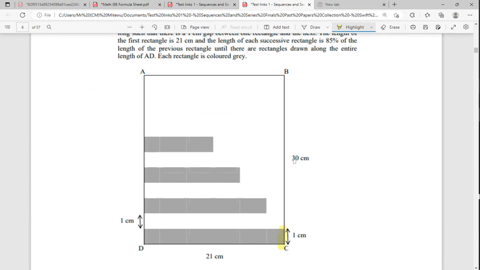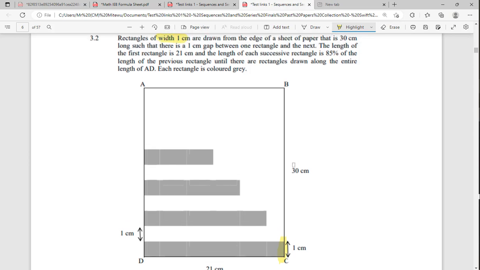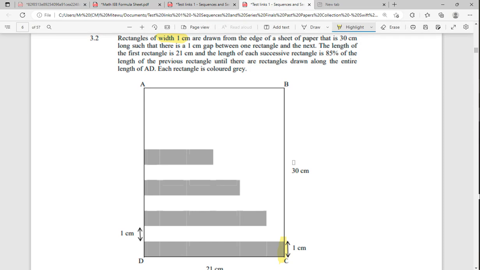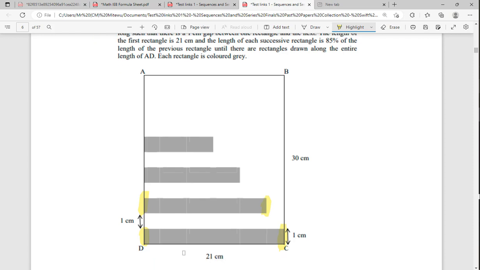You can see they are 1 centimeter wide, and they're drawn from the edge of a sheet of paper that is 30 centimeters long. So we can see everything starts here, and then it ends here, starts here, ends here. The length of the first rectangle is 21 centimeters, and that's written at the bottom over there, and that's the length of the entire rectangle, as well as the width of the paper. And the length of each successive rectangle is 85% of the length of the previous rectangle until there are rectangles drawn along the entire length of AD.